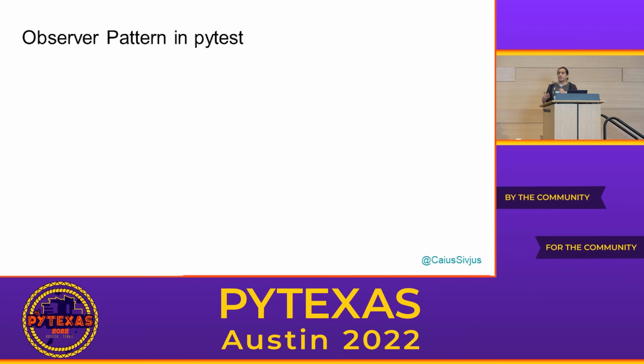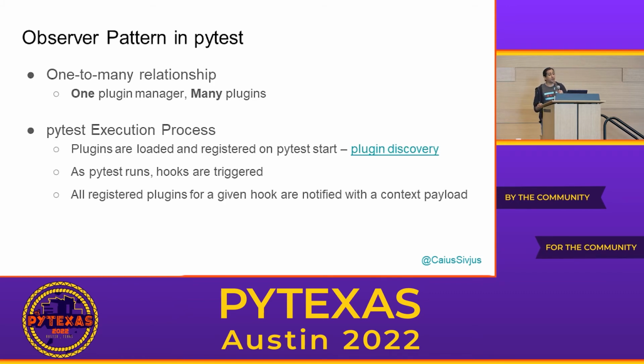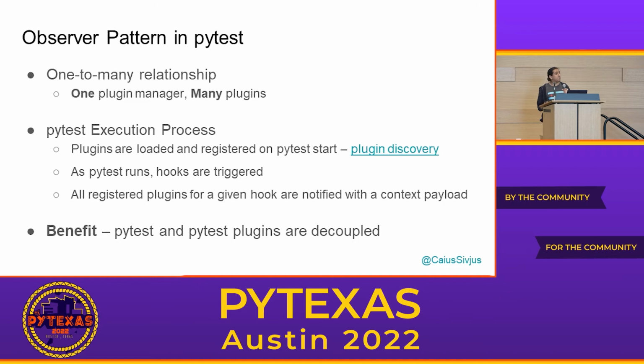So bringing things back to the observer pattern, we have that one-to-many relationship. There's one plugin manager, many different types of plugins. And then when PyTest is started, all of our plugins are registered and loaded. And as PyTest runs, hooks are triggered, and all the registered plugins for a given hook are going to be notified and sent a context payload. And so the main benefit of using the observer pattern is that PyTest and PyTest plugins are decoupled, and that's exactly what we want when we're designing a plugin system.